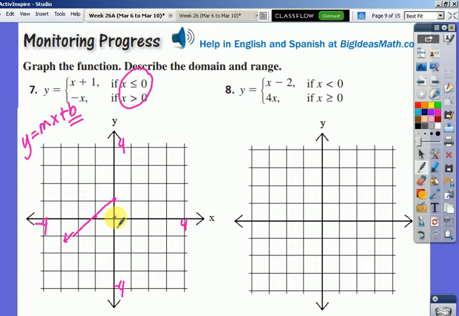Okay. And then what does my slope say to do from that point? Go down 1 and what? To the right 1. Or what? Up 1 to the left. Right. Okay. So now connect.